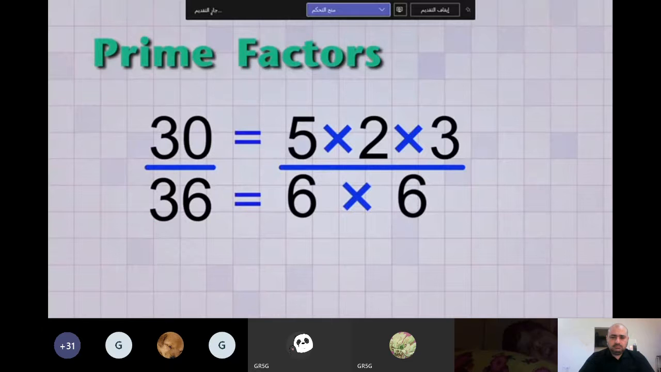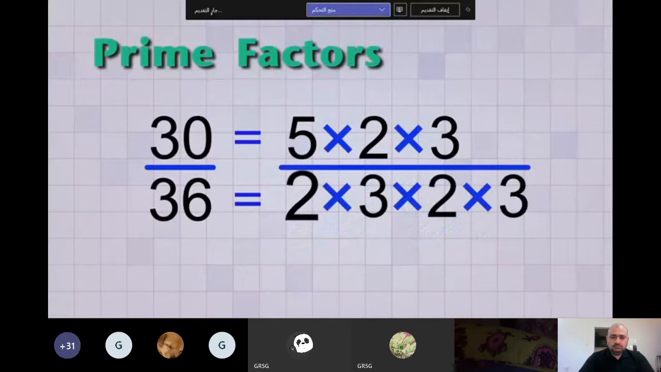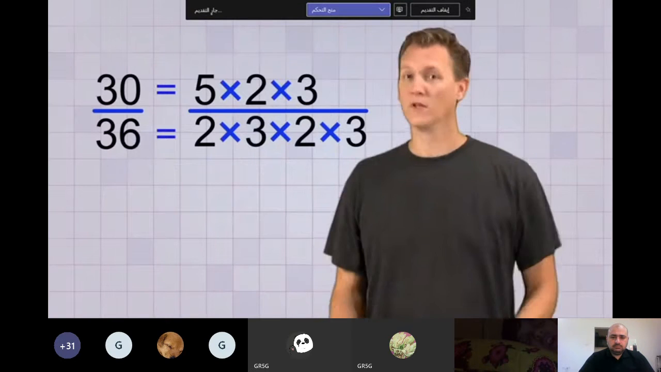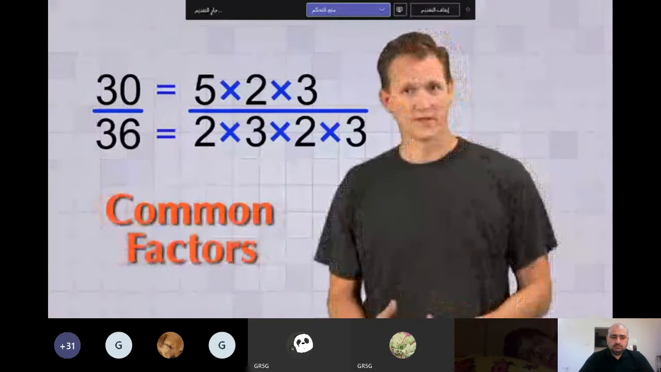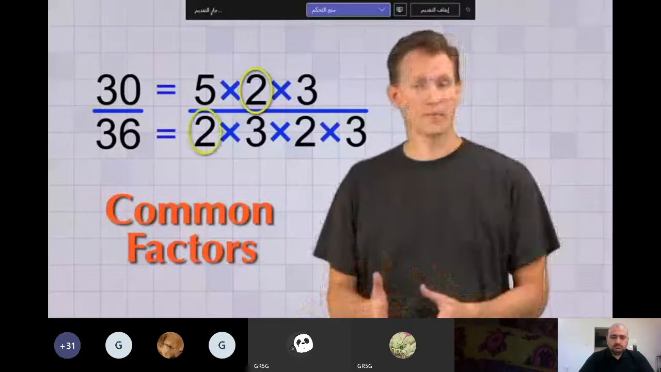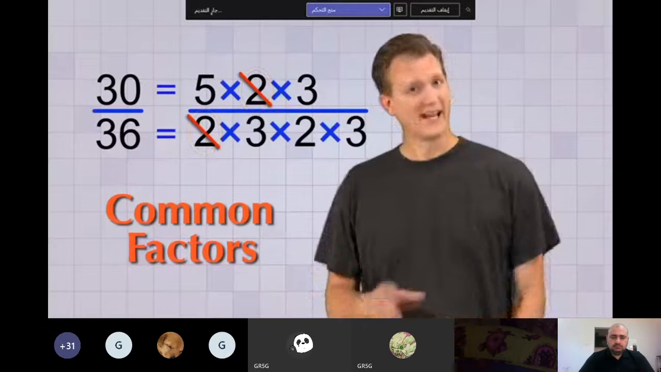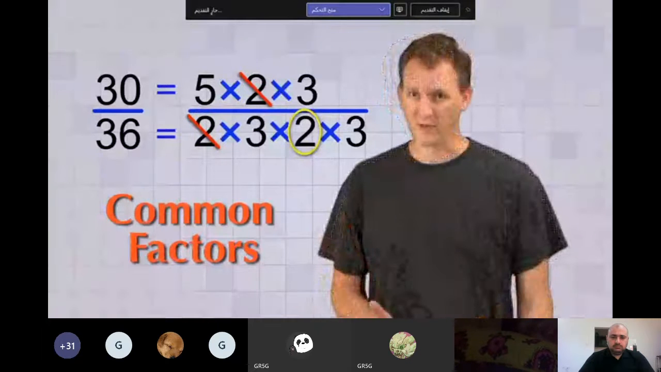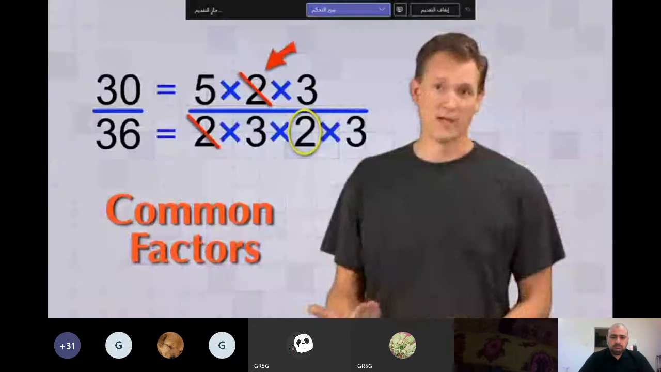And each of those 6s can be factored into 2 times 3. So our bottom number becomes 2 times 3 times 2 times 3. Well, it looks like we do have some common factors. There's a 2 on both the top and bottom that will cancel each other out. And even though there's more than one 2 on the bottom, we can only cancel one of them out because there's only one 2 on top.